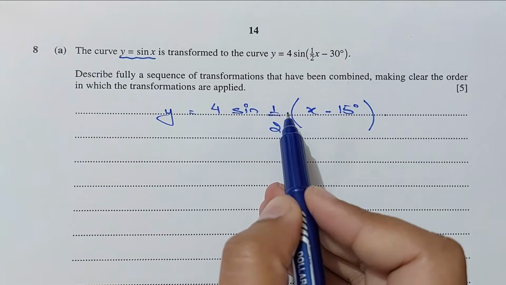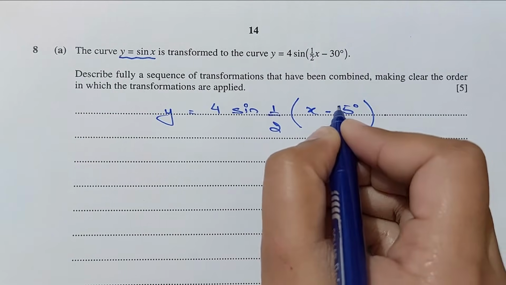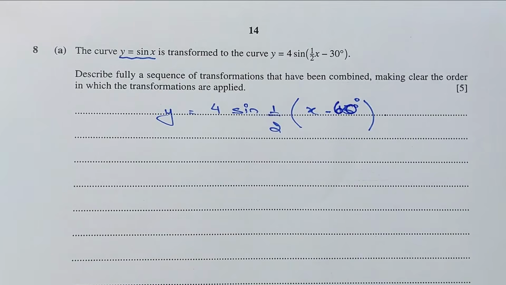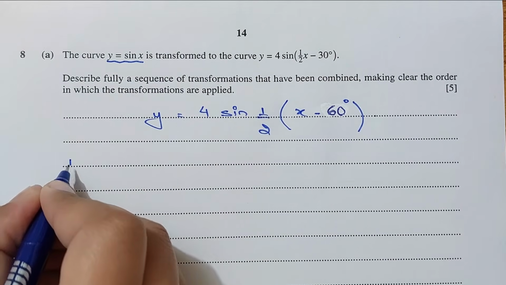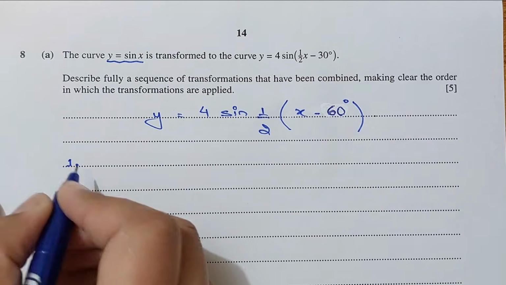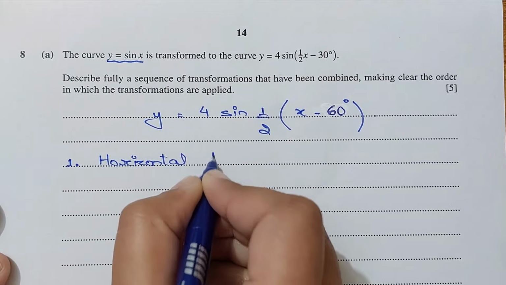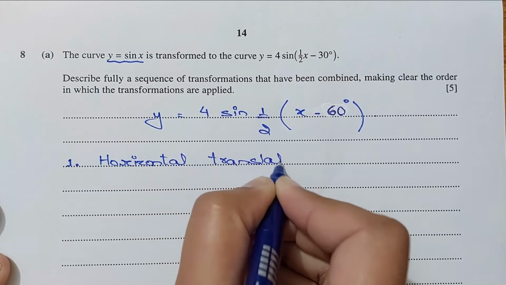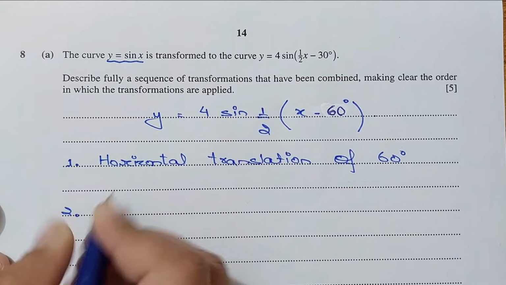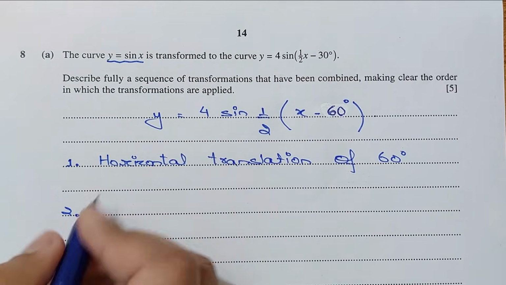Oh, sorry, I have to take 1 by 2 common. So basically we're multiplying by 2. Yeah, this is 60, not 15. I messed up, sorry. This is 60. Okay, so the first transformation is a horizontal translation of 60 degrees.